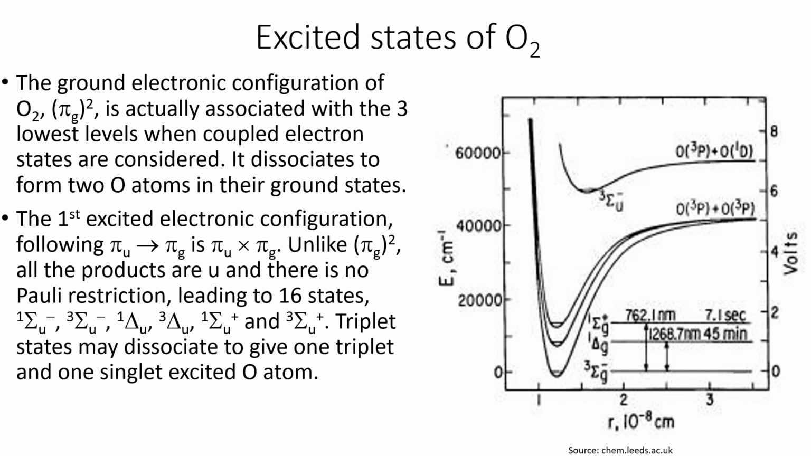And so what we see at the top here is that this particular level up there, you can see on the diagram, is triplet sigma U minus. And that's one of our possibilities that we get from our excited configuration. And you can see that when this one dissociates, it dissociates to give different products. Yes, it still gives 2 oxygen atoms, and one of the atoms is triplet-P, but the other atom is singlet D.